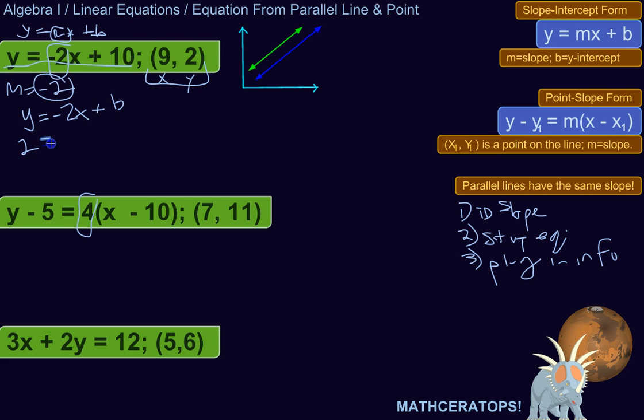So 2 equals -2. Now the x I'm plugging in is 9, plus b. So now I can just solve for b. -2 times 9 is -18. 2 equals -18 plus b. So to get b by itself, I would just add 18 to both sides.